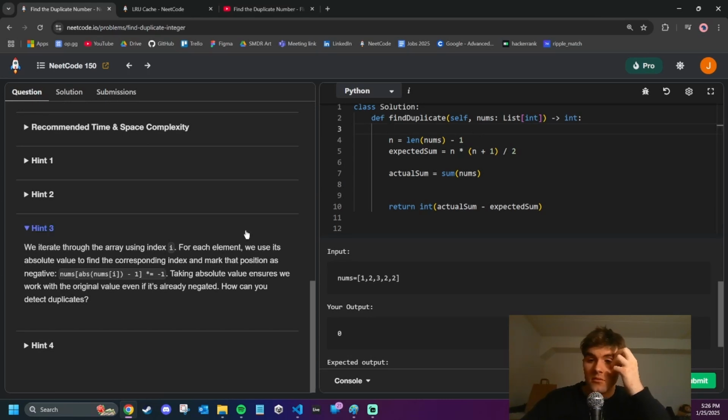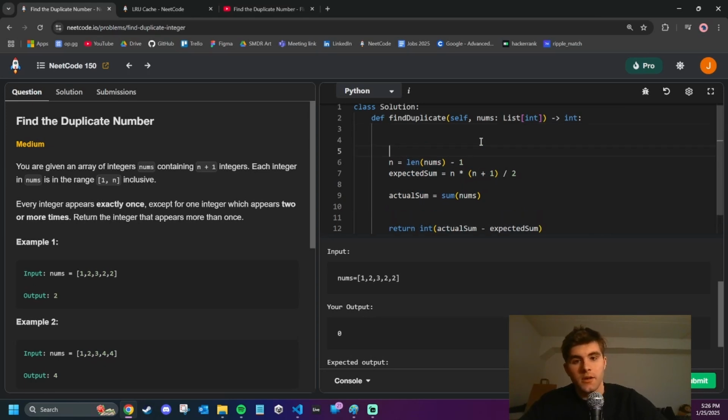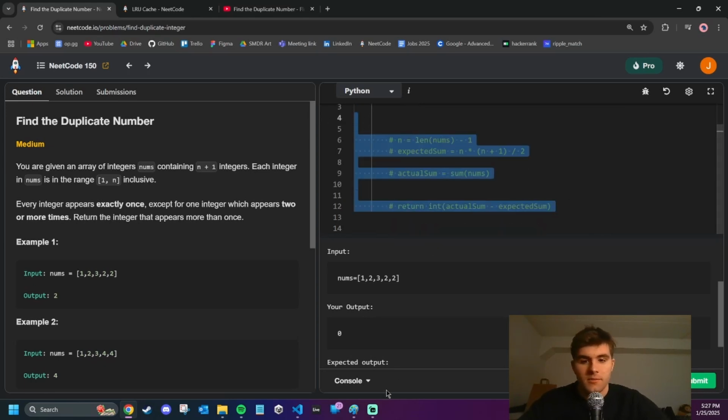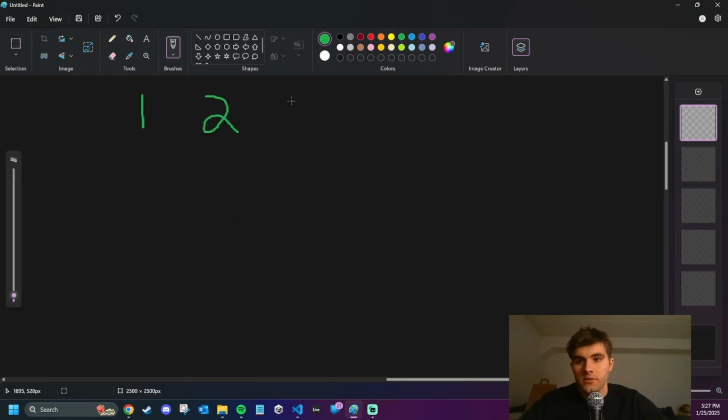So basically what we're going to do is mark something negative, and then if it's already negative, then we've been there before. So I'm going to try coding that. If I whiteboard it quickly, if we have like 1, 2, 3, 2, 2.